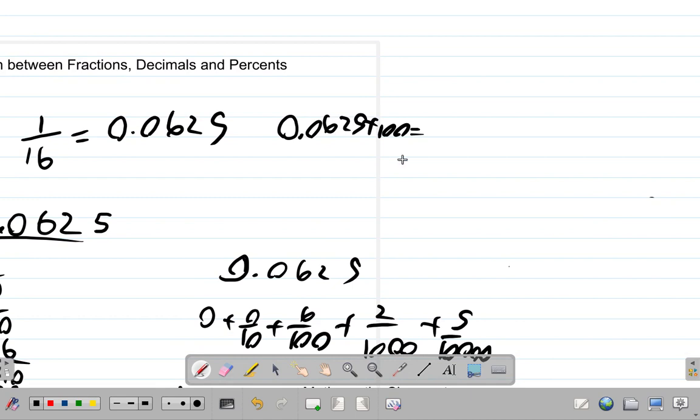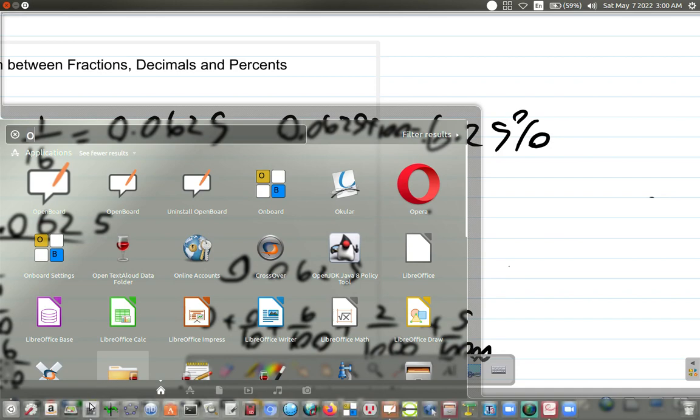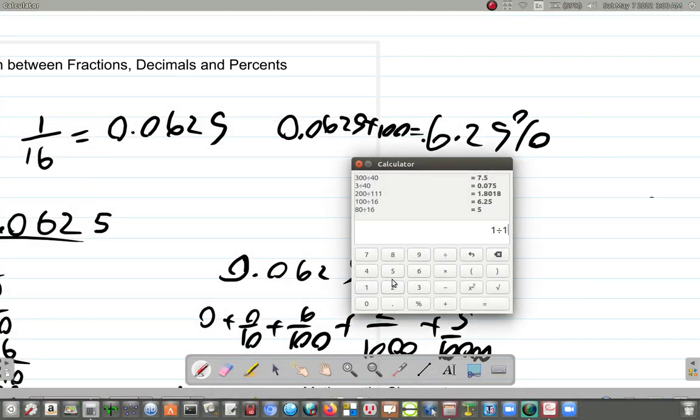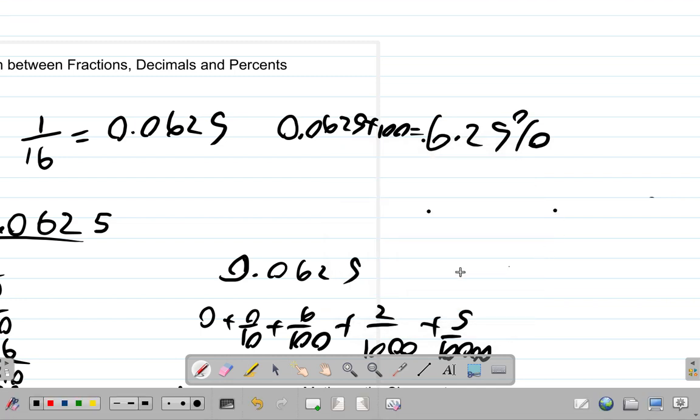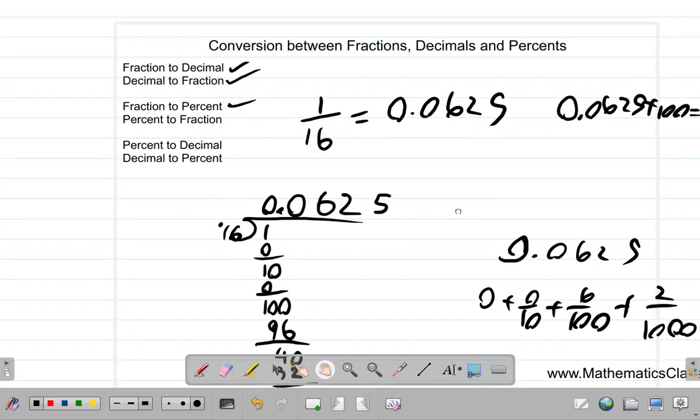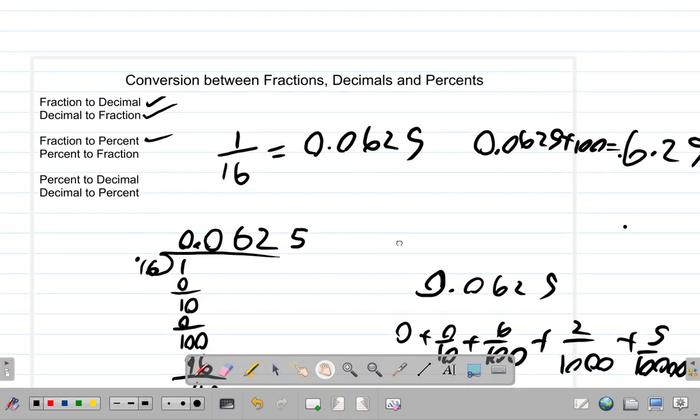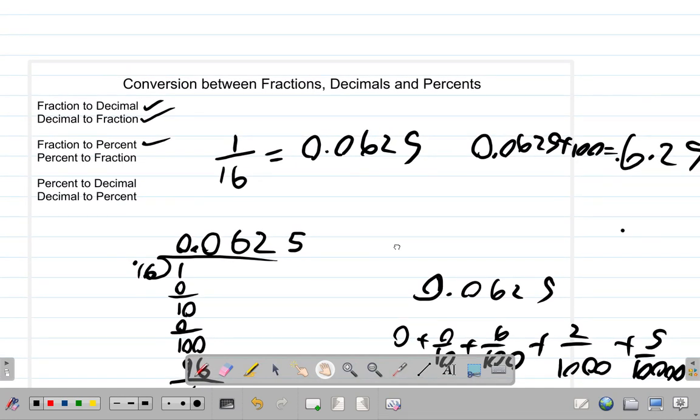Let me just get rid of the working from before. Alright, so this is 6.25%. So 1 over 16 is 6.25%. So if you do this and say 1 over 16, you get 0.0625. I multiply by 100 and you get 6.25%. So you see that? So that's a conversion from fraction to percent.